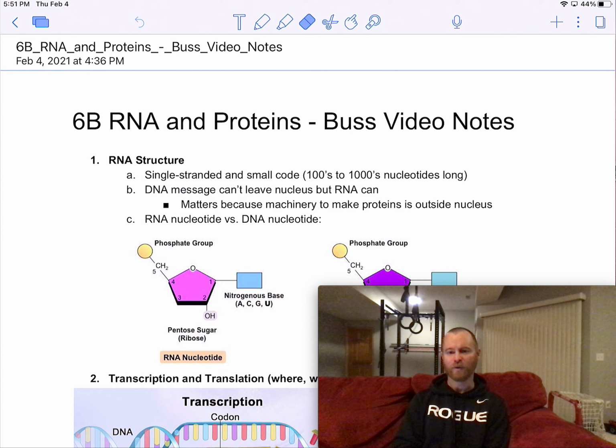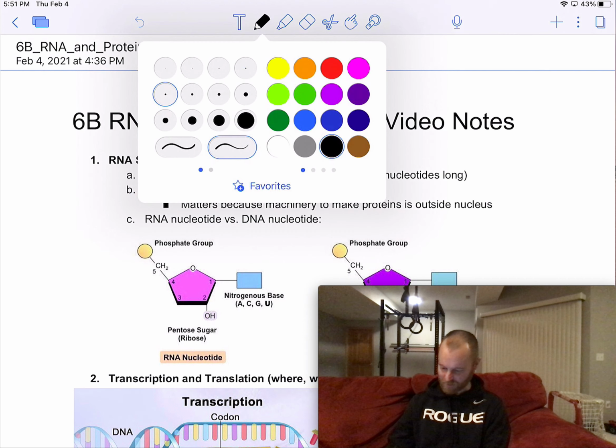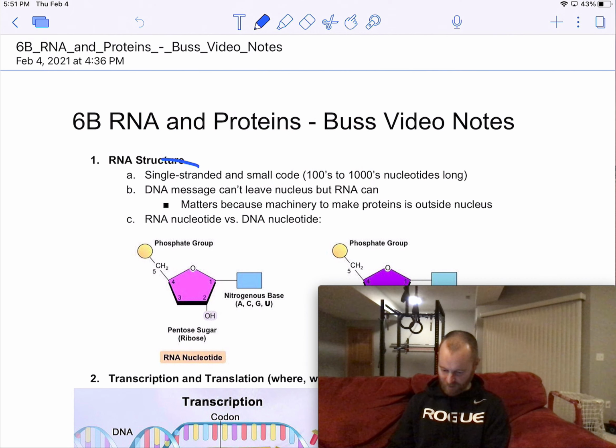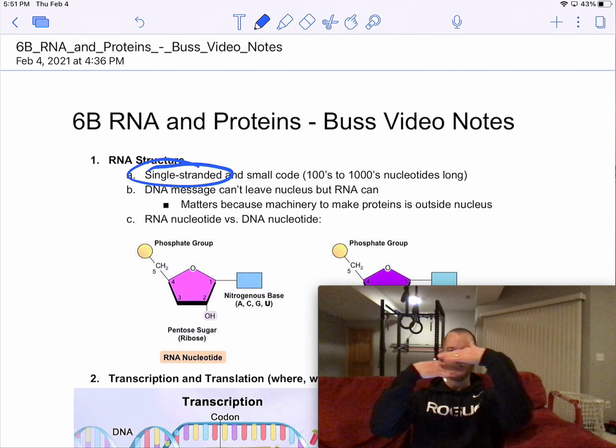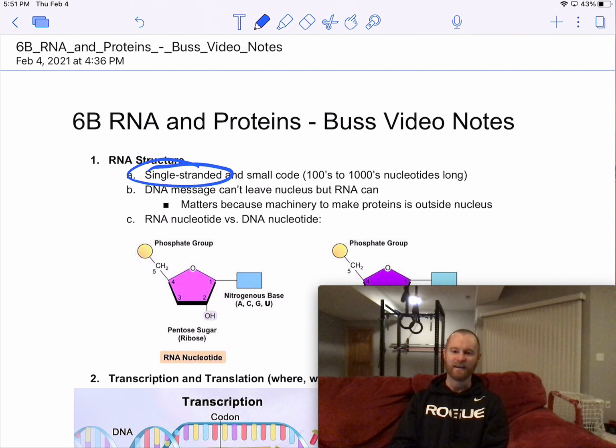RNA, ribonucleic acid, is very similar to DNA, but there are some distinct differences, and so you've got to be familiar with those. First of all, RNA is single-stranded. Remember, DNA has two strands running anti-parallel, right? So they're running opposite of each other, two-stranded. And not only that, but RNA is just like a small little segment of the DNA code that's been changed into an RNA code.